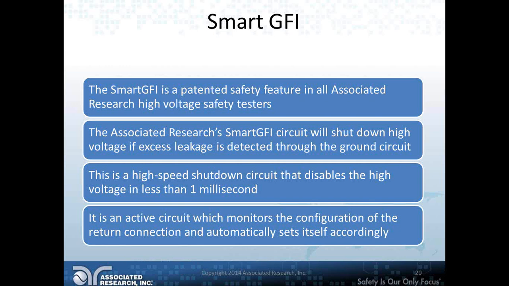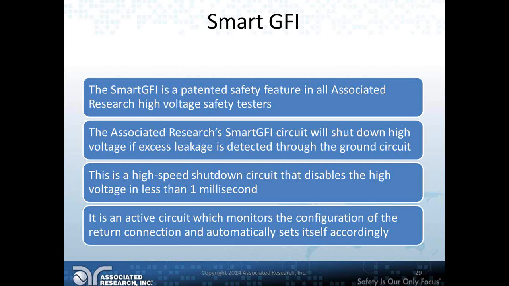The Smart GFI circuit will shut down if leakage to ground is detected. In some Associated Research testers, the Smart GFI trip level is fixed at 450 microamps, but in others it is also user adjustable, starting from 0.4 to about 5 milliamps. And it is a high-speed shutdown circuit that disables the high voltage in less than 1 millisecond.